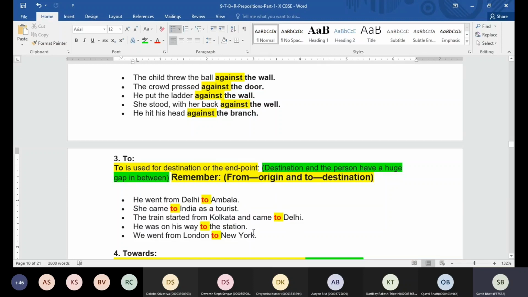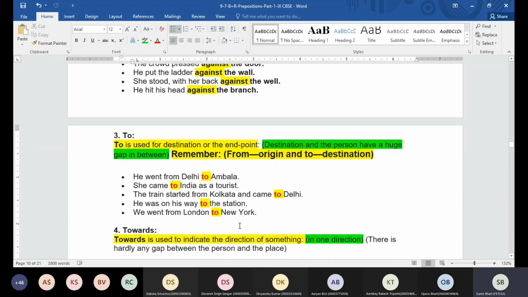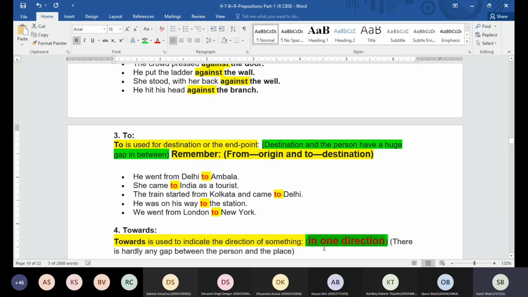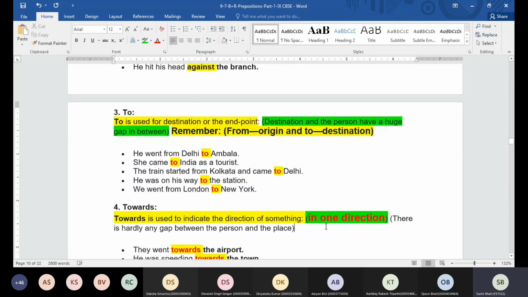Now again, a very important word, that's going to be "towards." Suppose you're outside the railway station and you want to go to some specific platform. If you are going in one direction, in that case we use the word "towards." "Towards" is used to indicate the direction of something. Or we can say there is hardly any gap between the person and the place. Then we use the word "towards."